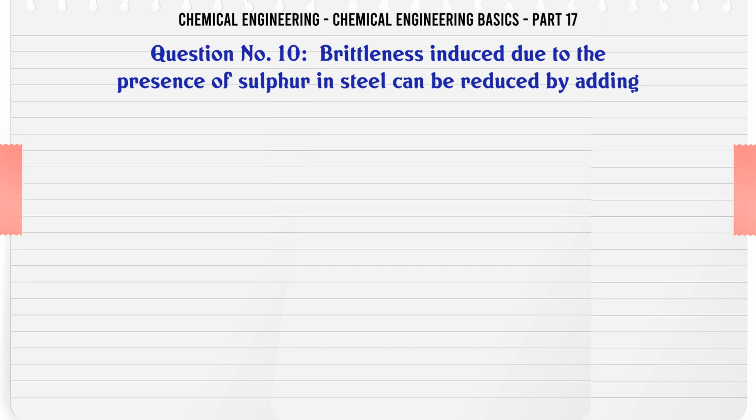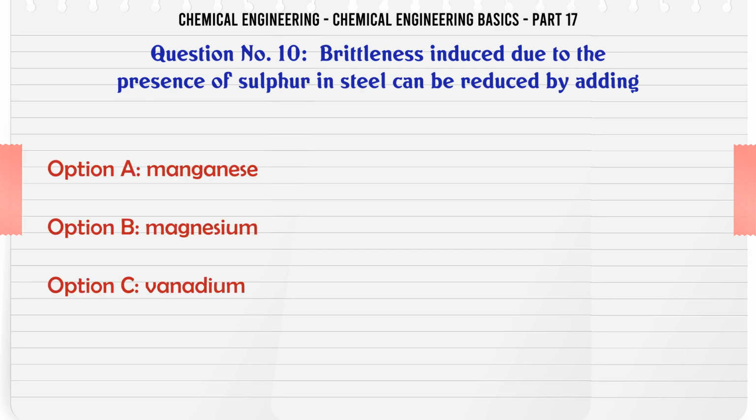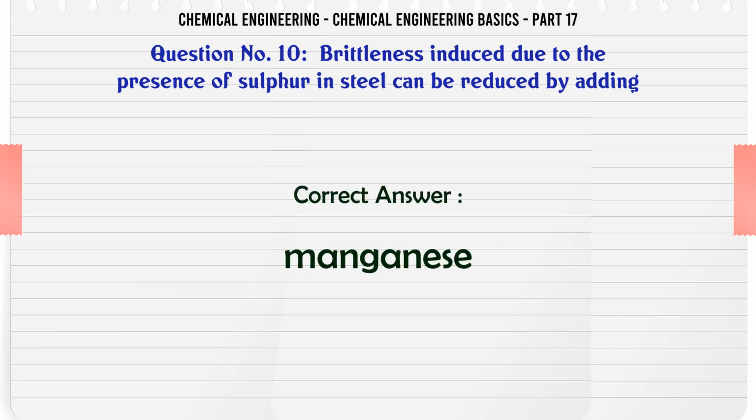Brittleness induced due to the presence of sulphur in steel can be reduced by adding A. Manganese, B. Magnesium, C. Vanadium, D. Copper. The correct answer is manganese.